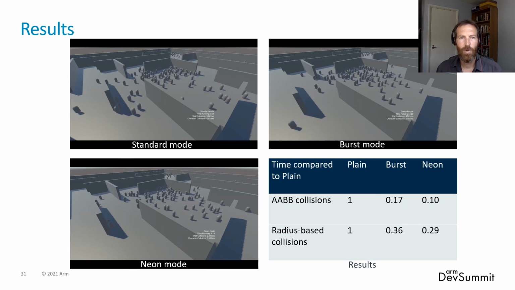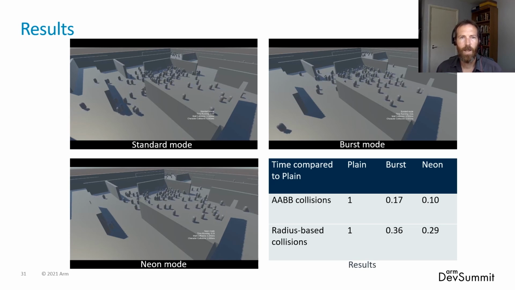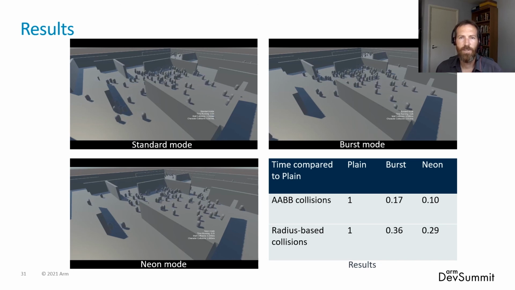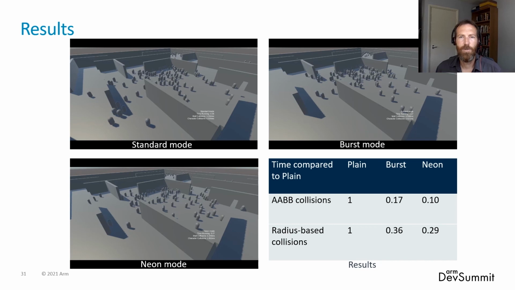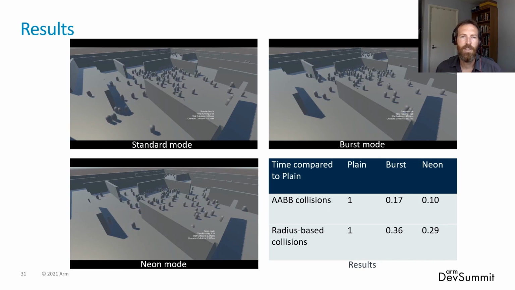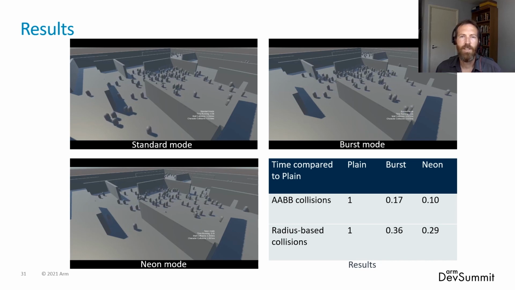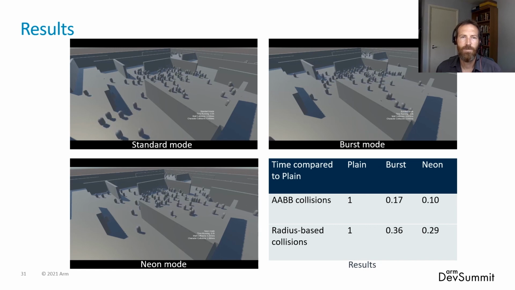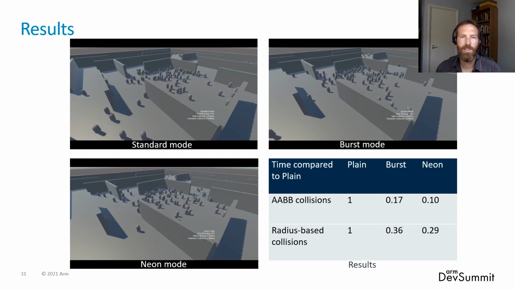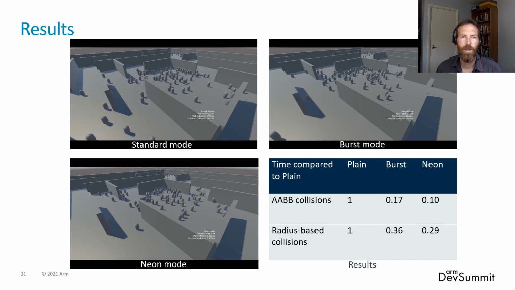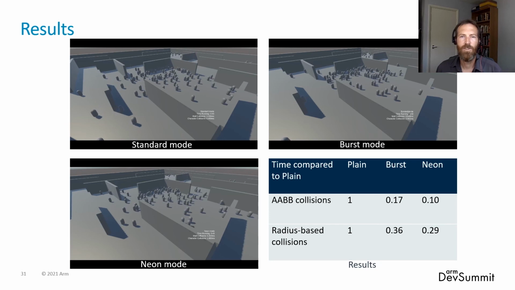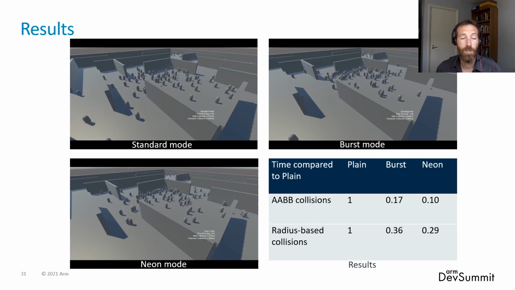Which brings us to our results. These are on a Galaxy S10 Plus, but a quick test on the S21 gave similar results. As you can see, Burst's auto-vectorization gives us some big speedups, especially for the axis-aligned bounding box case. Here it's running the collision tests in approximately 1/6 of the time that our tight, non-Burst implementation takes. Neon Intrinsics allows us to shave off a further 40% of the time remaining.